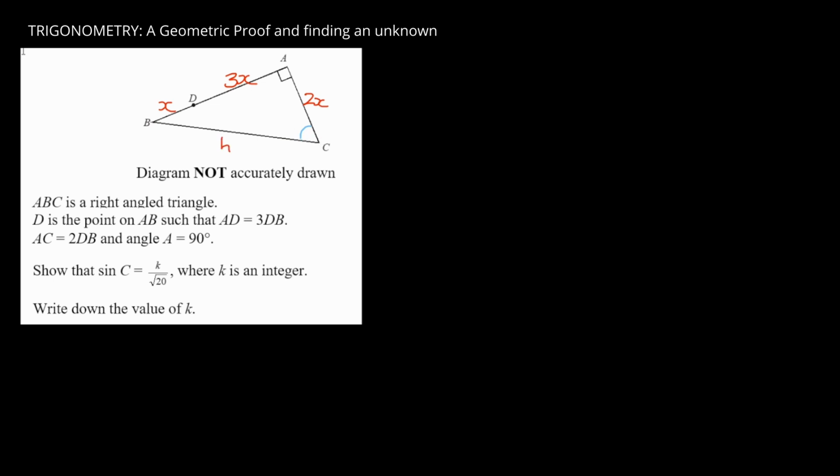So if I call this side h for hypotenuse, I could say h squared must be equal to this side squared. So this side is now 4x. So this will be 16x squared plus AC squared, which will be 4x squared. So therefore, h squared will be equal to 20x squared. And therefore, h is equal to the root of 20x.